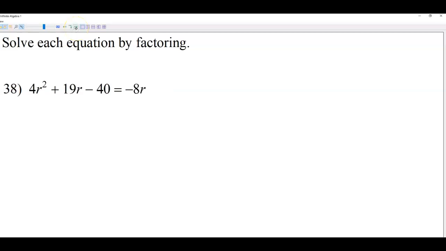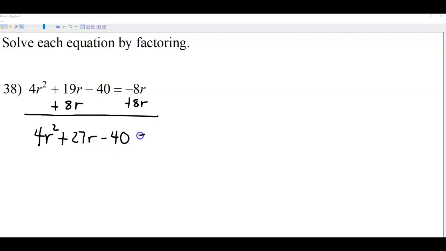Taking it up a notch, sometimes before you factor it, you need to put it in standard form. That means we need to move everything from one side of the equal sign to the other so that it equals 0. So I think the easiest way to do that is if I add 8r first. That gives me 4r squared plus 27r minus 40 equals 0. Once it's in standard form, then you can factor it.